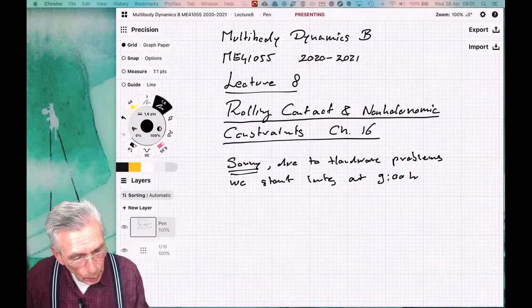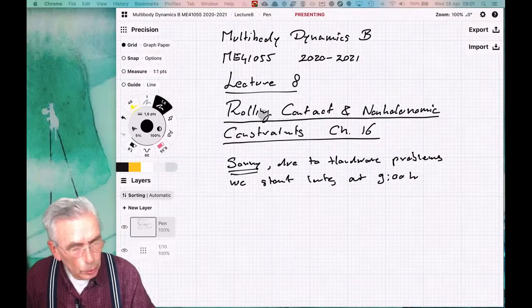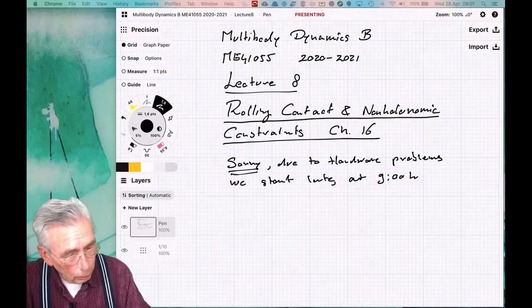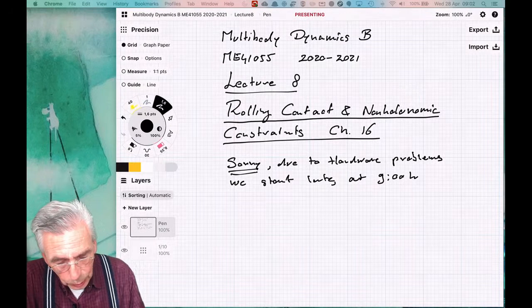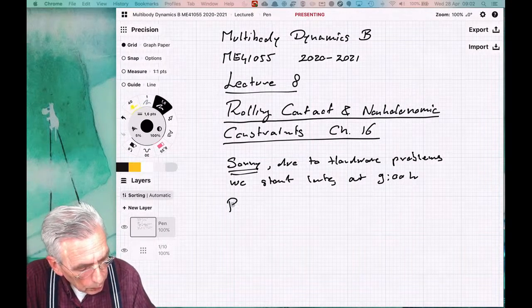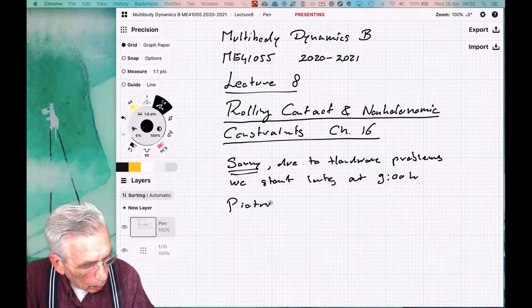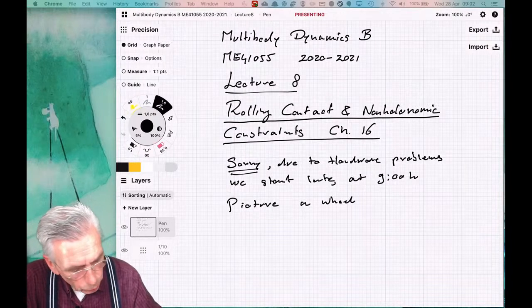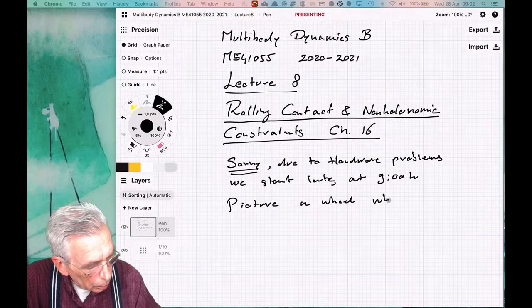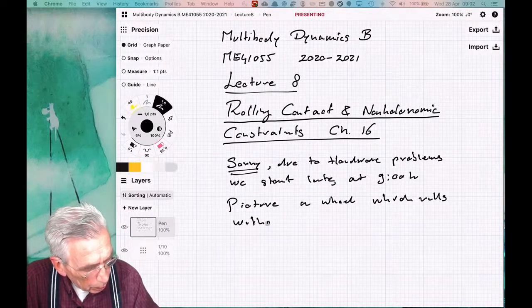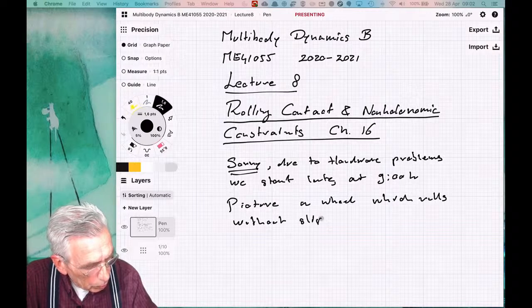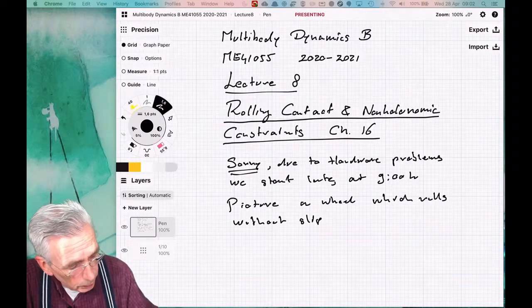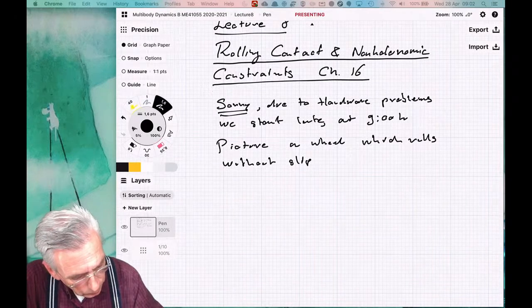Okay, rolling contact and non-holonomic constraints. The first part is very clear, right? Rolling contact. So picture a wheel which rolls without slip. That's usually what you want from a wheel, right? And we take the general case.